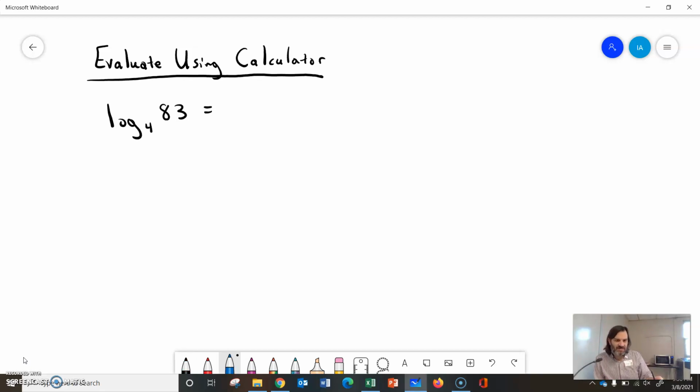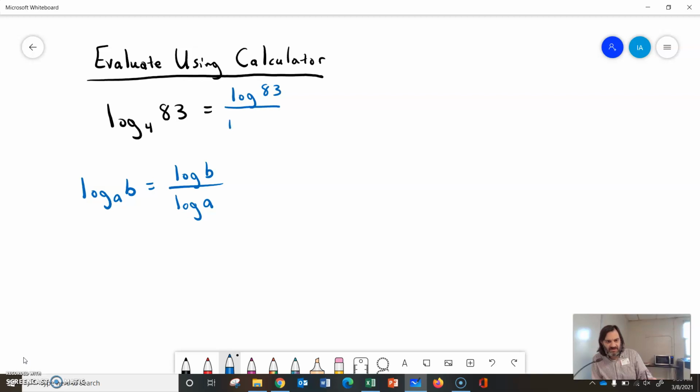If not, remember we have a change of base formula that says the log base A of B can be put in your calculator using the log of B divided by log of A. So we can rewrite our expression as log of 83 over log of 4, and then we put that in the calculator. Let's see what we get.